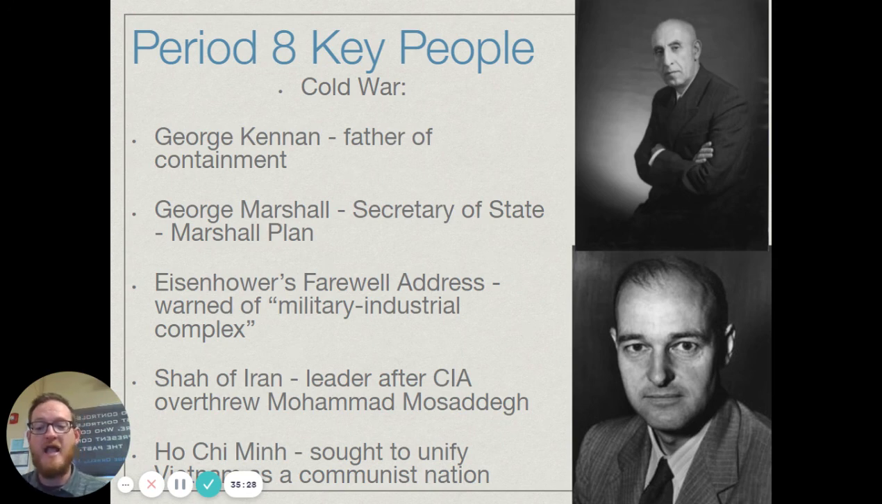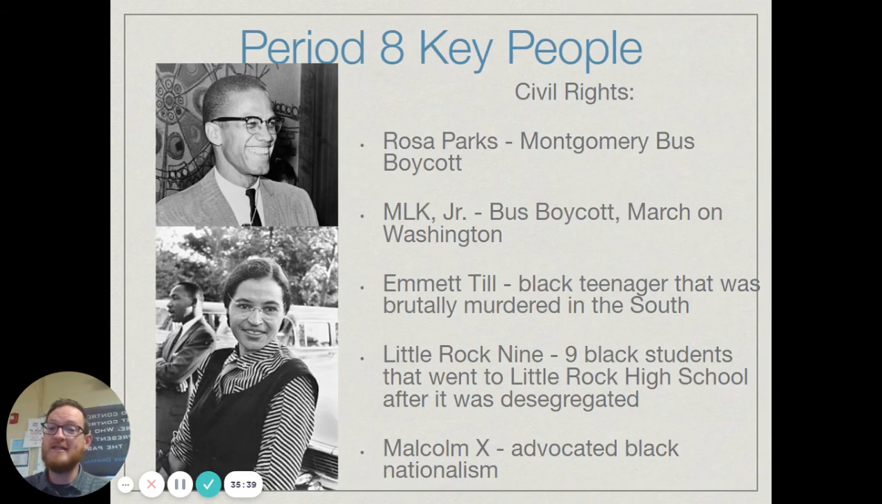Ho Chi Minh, again, is going to try to unify Vietnam as a communist nation, and that is going to be primarily who we are fighting against in the Vietnam War. Next up, with civil rights, some important people to know. Rosa Parks with the Montgomery bus boycott, again, getting on that bus, refusing to give up her seat, and she kind of becomes a symbol of the civil rights movement as a result of that.